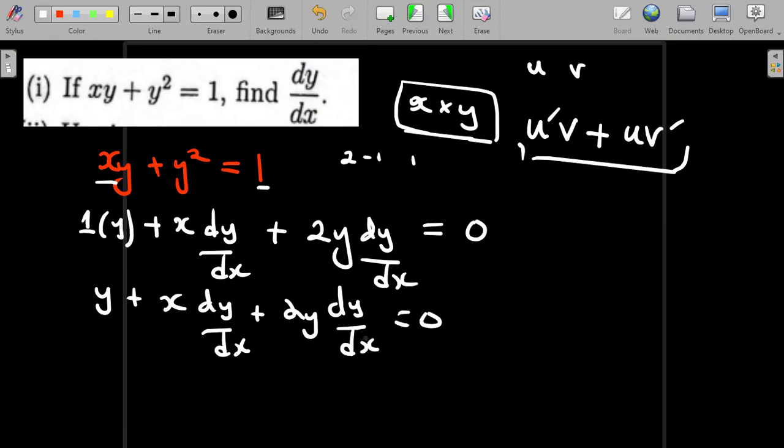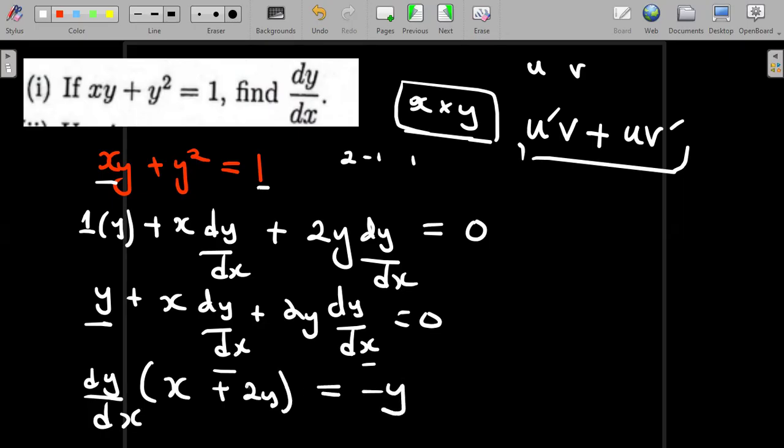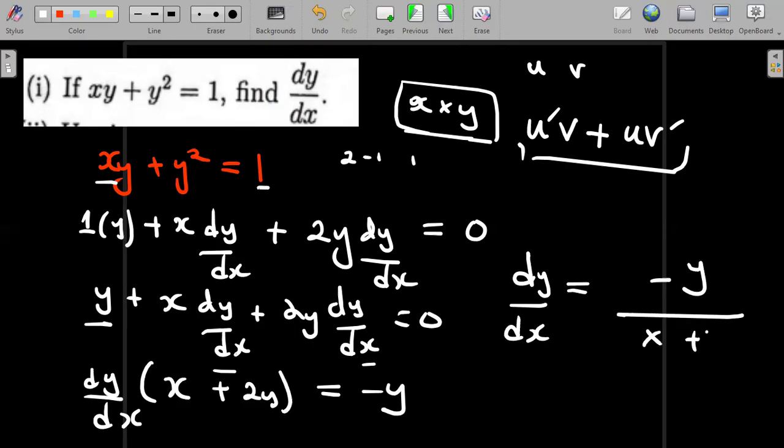Then here I can move this y to the other side, which the additive inverse of that is going to be negative y. At the same time, I can factor out dy/dx from these terms. So I have dy/dx times x plus 2y is equal to negative y. Then I can divide by x plus 2y on both sides, and I just remain with dy/dx equal to negative y over x plus 2y.